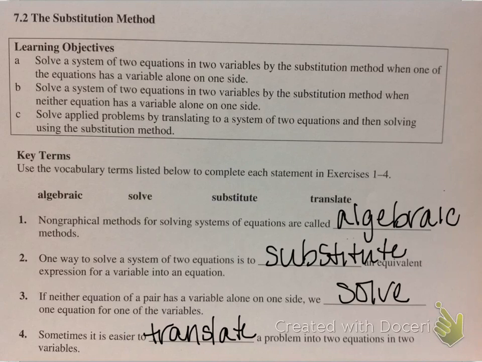Now we're going to look at a different method for solving systems. It's called the substitution method. Our key terms: number one, non-graphical methods for solving systems of equations are called algebraic methods. One way to solve a system of two equations is to substitute an equivalent expression for a variable into an equation. If neither equation of a pair has a variable alone on one side, we solve one equation for one of the variables. And sometimes it is easier to translate a problem into two equations in two variables.